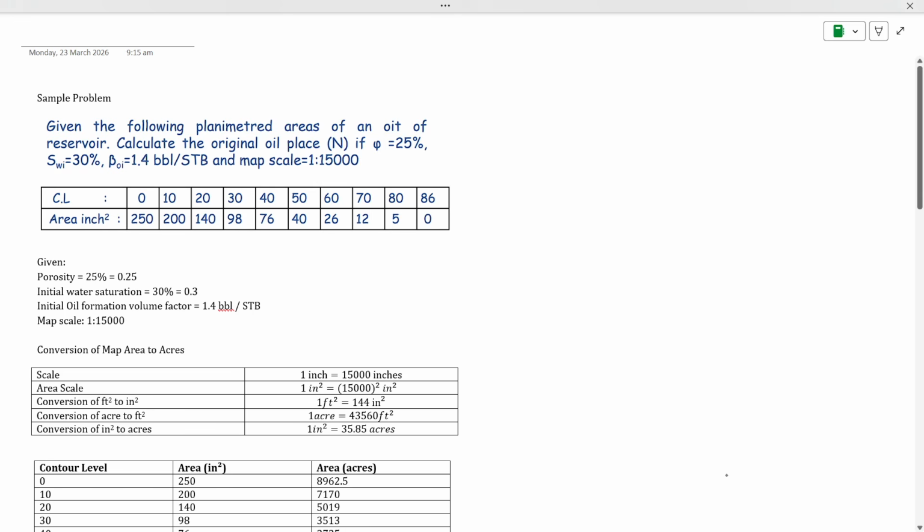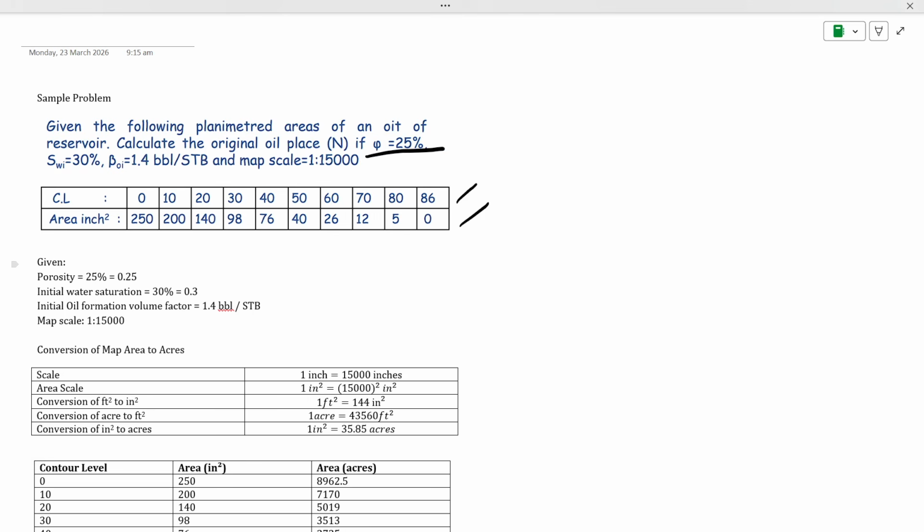Hello. So here I have a sample problem. This problem is related to calculating the bulk volume and the original oil in place. In this example, we are given the following data: the contour levels and their corresponding areas in inches squared. And then we have the porosity.